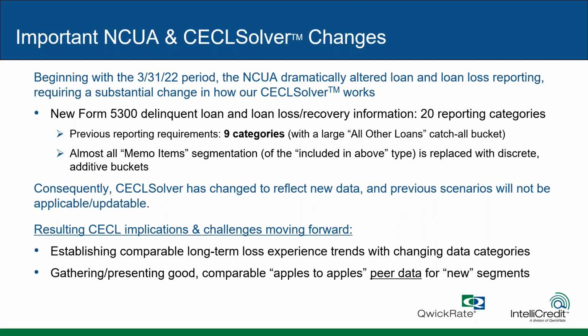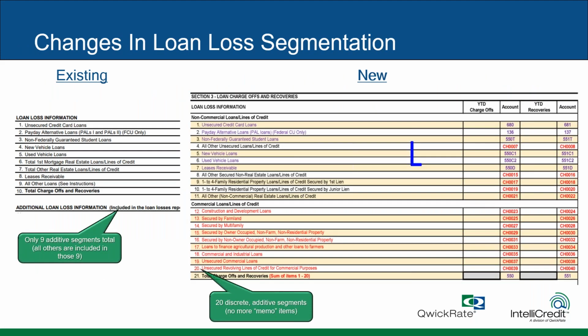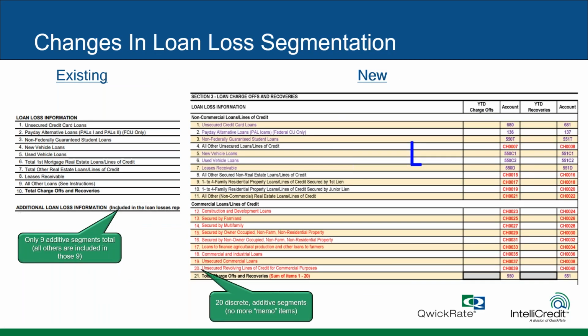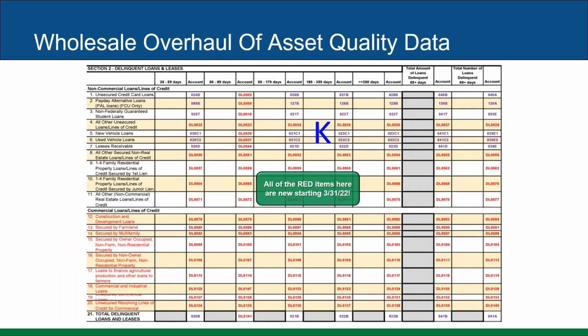And the next two slides are a visual representation of that. So right there, all the red is new. So on the left, that's what we used to have for charge-offs, recoveries, past dues by segment, not including the memo items, of course, because they're not additive. Now on the right, everything that's red is brand new. And on the next slide there, David, this is past due data, past due by segment. Everything red is new. So pretty much 80% of all the asset quality data we're getting from call reports is brand new starting March of this year.